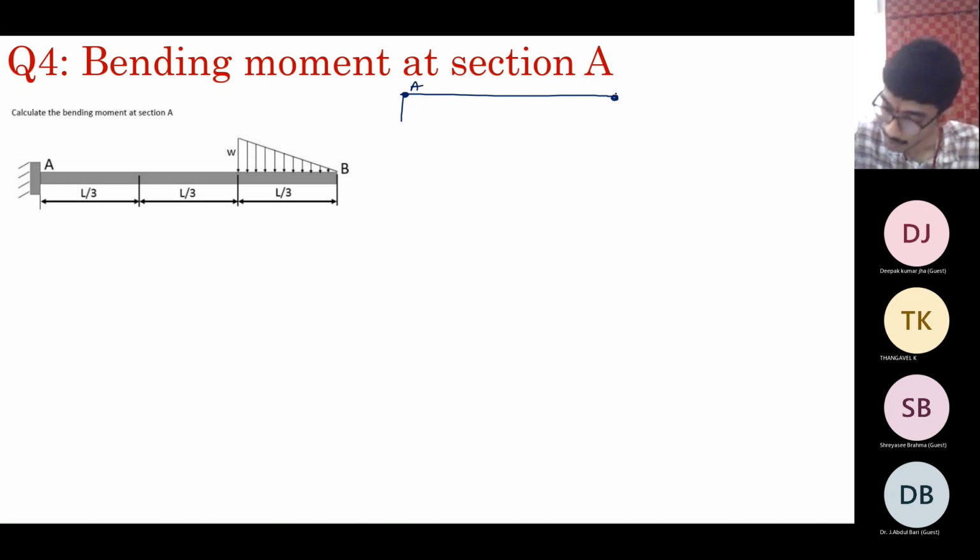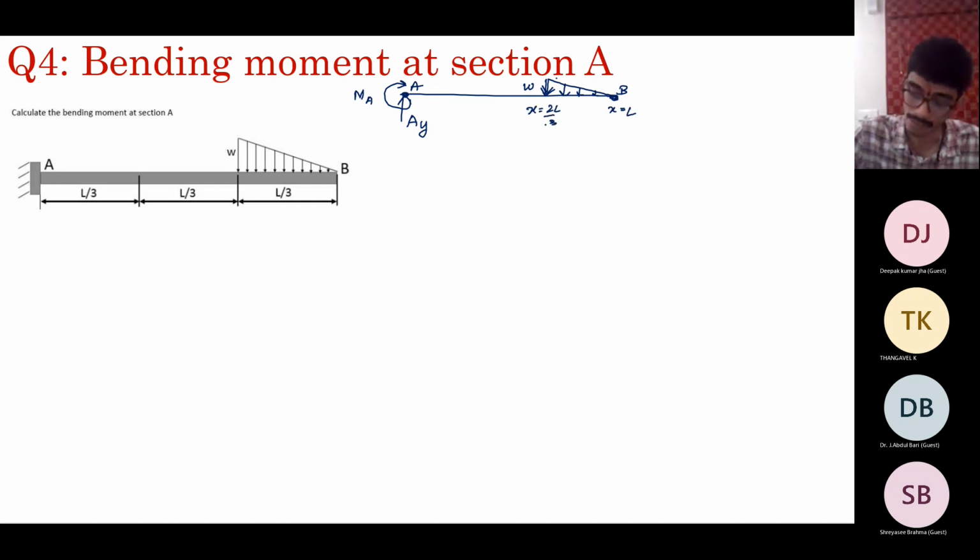You have A, B. At A, you have a fixed support, so it resists the vertical force Ay and the moment MA. And here it has the linearly varying load with the maximum intensity W, and it varies from 0 at the point x equal to L to W at the point x equal to 2L by 3. So this is the point x equal to 2L by 3. This is L by 3.